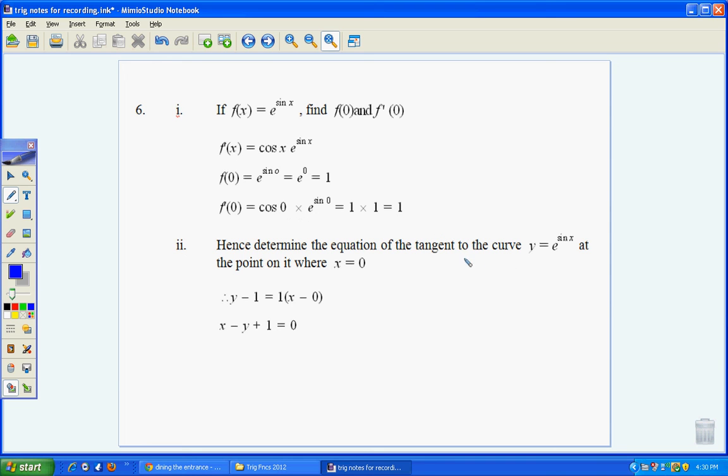Again, the equation of the tangent of the curve, a point where x is equal to 0. Well, there's our point, 0, 1. That's our y value. There's our point, and our gradient was 1. And we can then just take the x across, or we'll take the y across, and gives us x minus y plus 1.